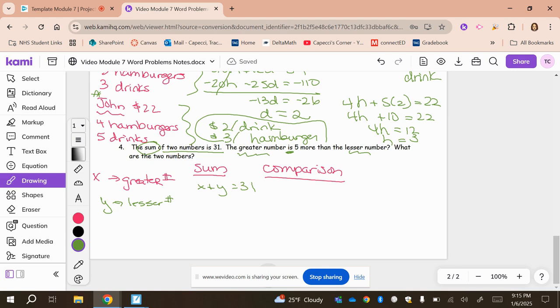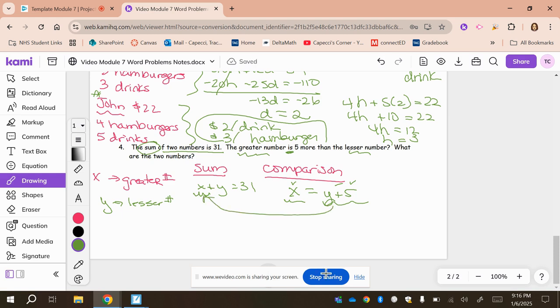Okay, now let's take a look at that second equation. That's the tricky one. The greater number is, okay, so x is the greater number. So the greater number is 5 more than the lesser number. So let's take a look at that again. The greater number is 5 more than the lesser number. So that equation looks pretty good. In this problem, x is already by itself, so I'm going to use substitution. Wherever I see an x, I'm going to substitute in y plus 5.